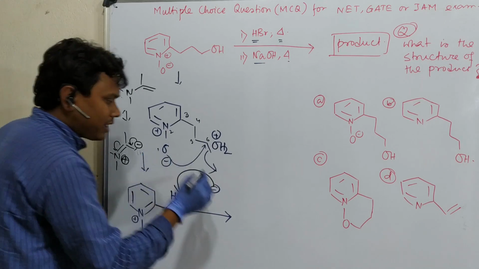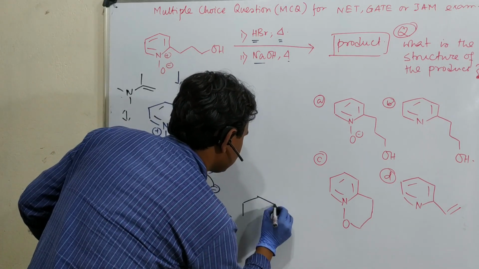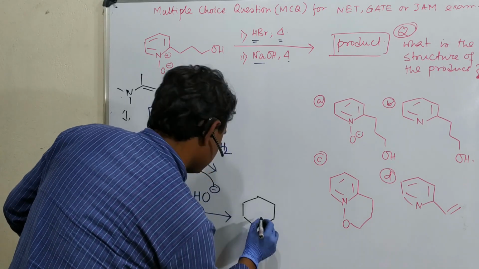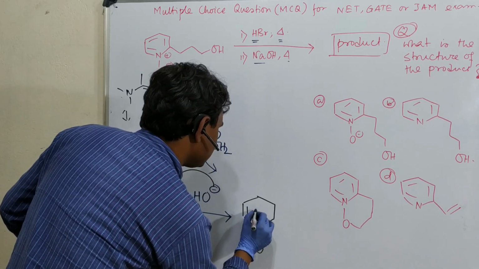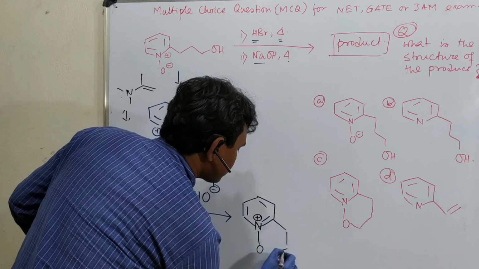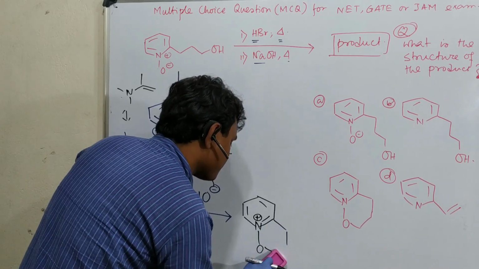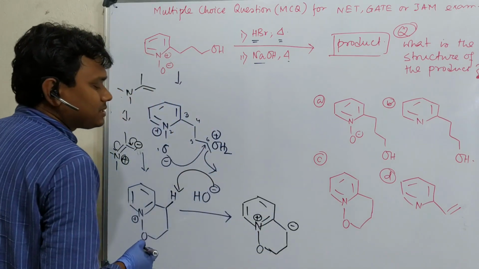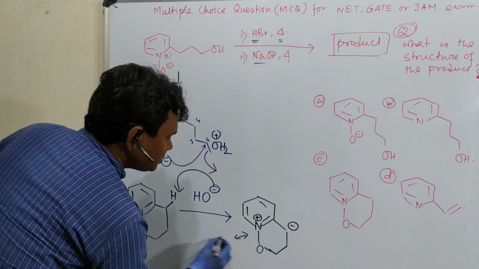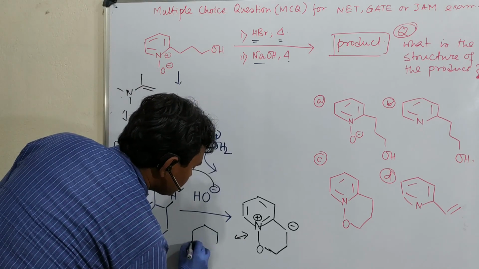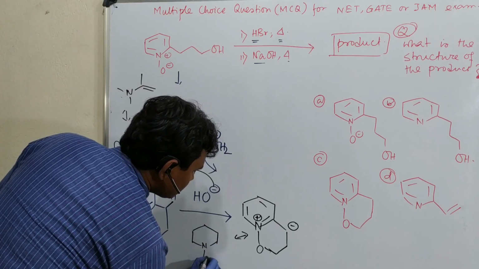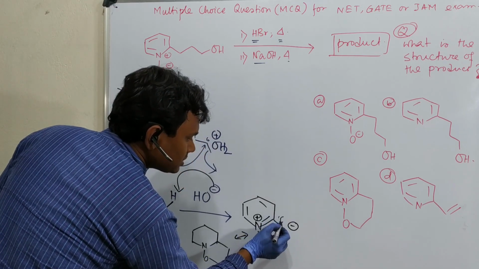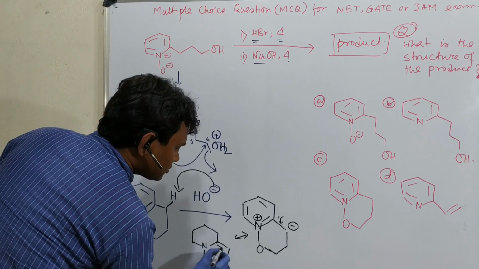So the anion will be generated. This is the O plus charge, and this is the minus. This is resonance stabilized. How? Let me draw. This charge will push here and it will open. So the structure is this.